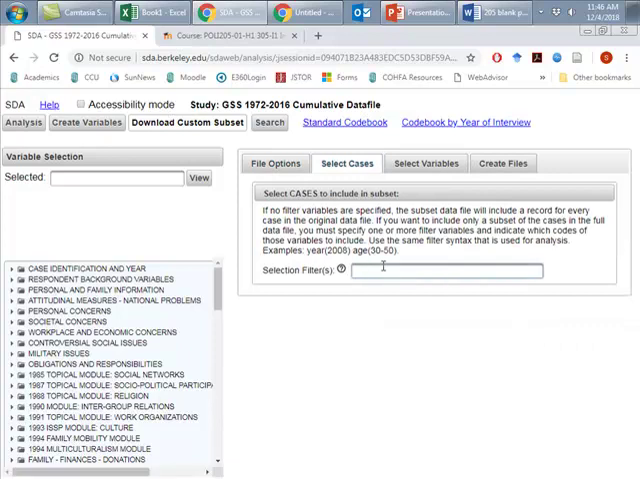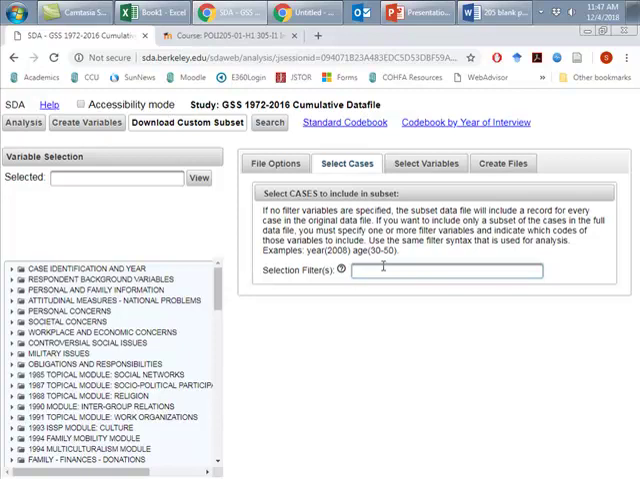Select cases to include in the subset. Okay. You might want to consider, if you have a variable that has 200,000 responses, looking at different years, because with the GSS, it goes from the 70s all the way up to recent years. Maybe you want to, I don't know, do this by decade.